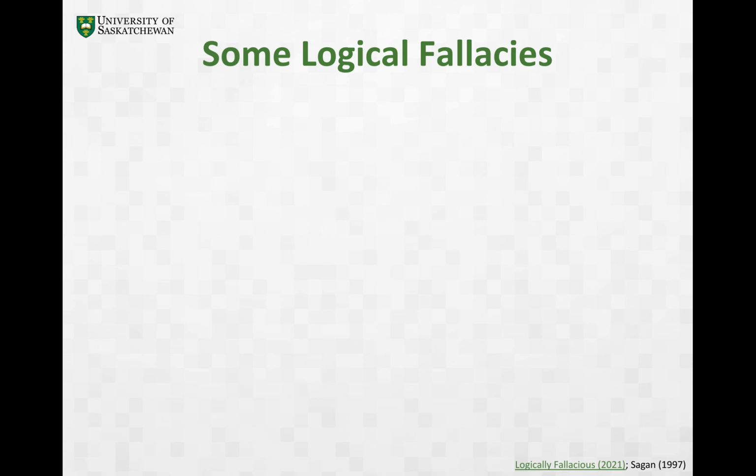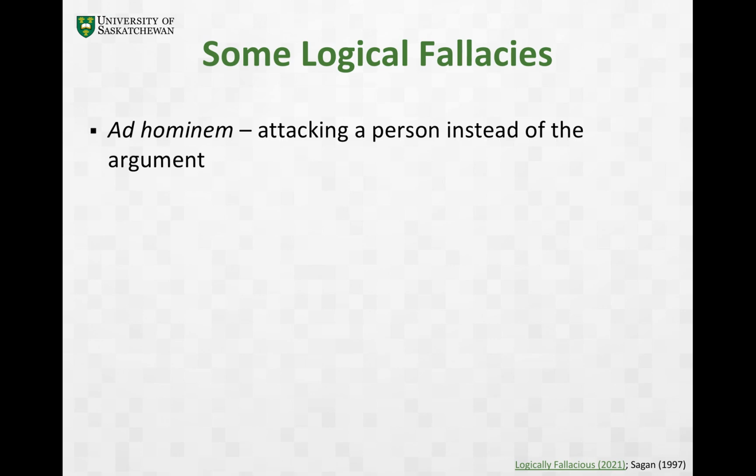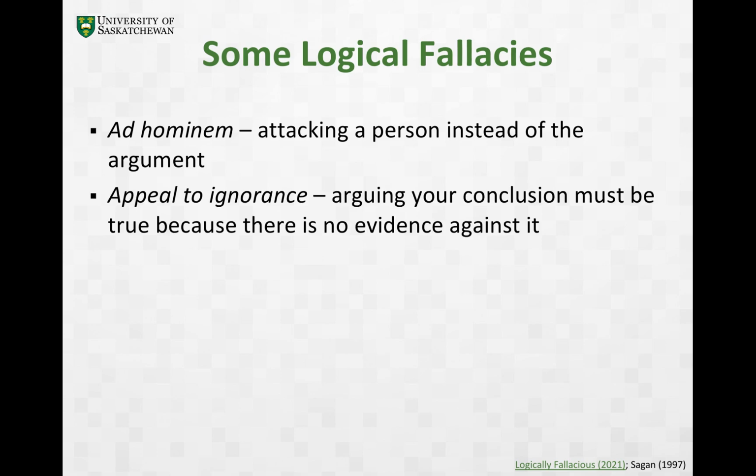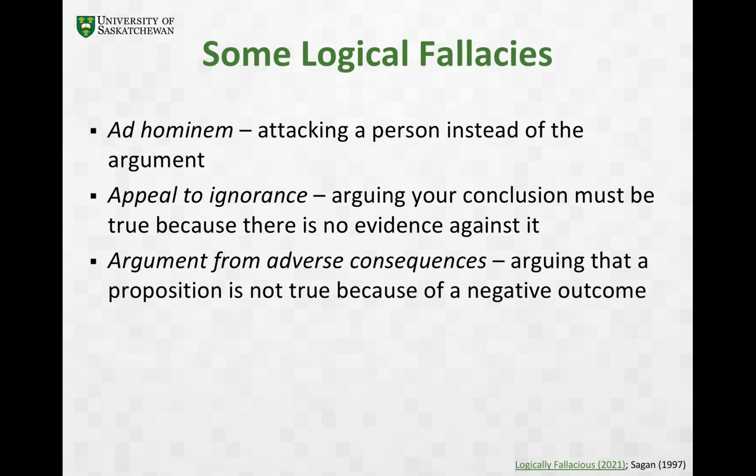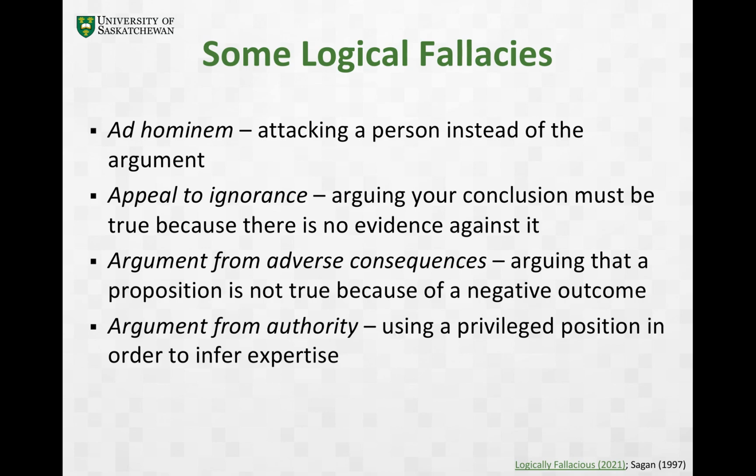And so in your Sagan reading, there are several that are listed there, and these are some of the ones, right? So ad hominem, which is when we're attacking a person instead of the actual argument. When we appeal to ignorance, arguing our conclusion must be true because there's no evidence against it. It can also be very similar to the argument from silence. Argument from adverse consequences. That's arguing that a proposition is not true because of a negative outcome. An argument from authority, which is when we use a privileged position in order to infer expertise.